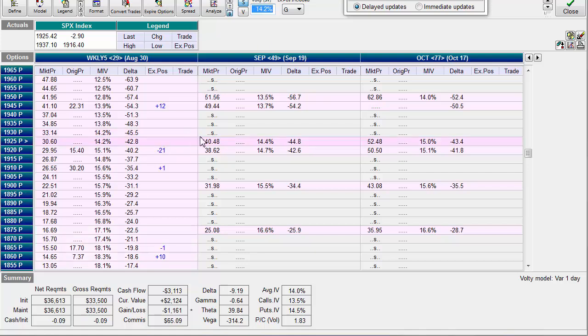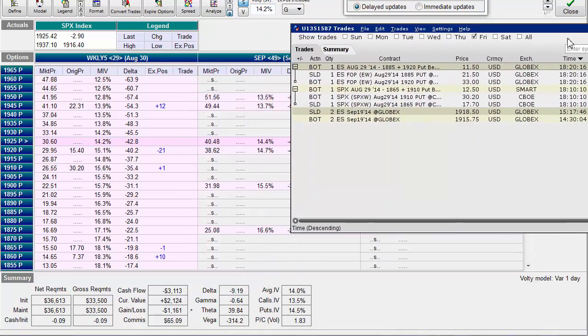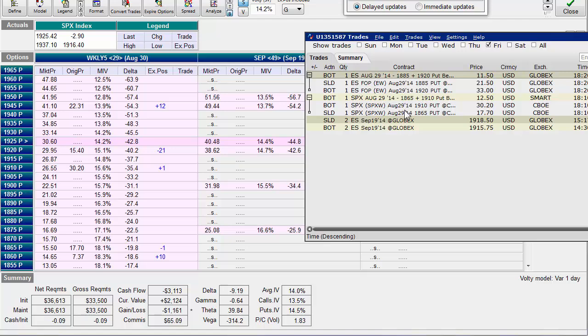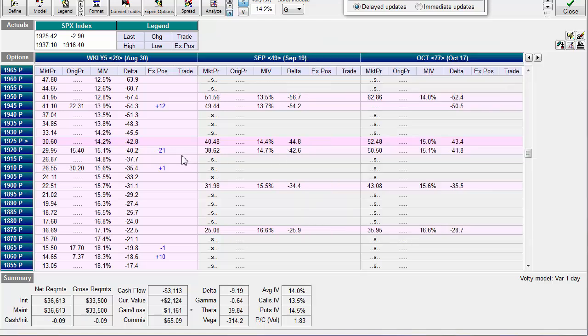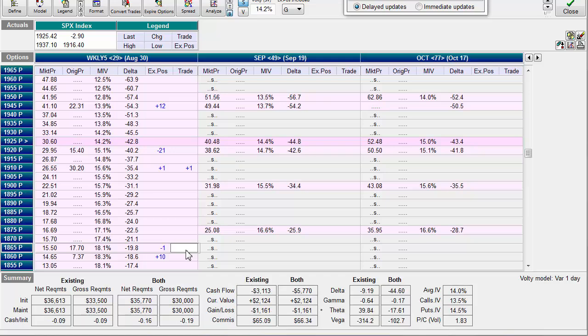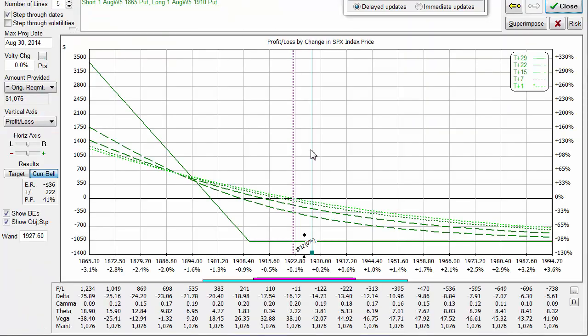Now, just let me back up and show you what the trades were that I did. So we had on SPX, I did a 1910, 1865. So 1910, oh, this one right here, +1, -1. So what that looks like by itself is this. Let me zoom out.